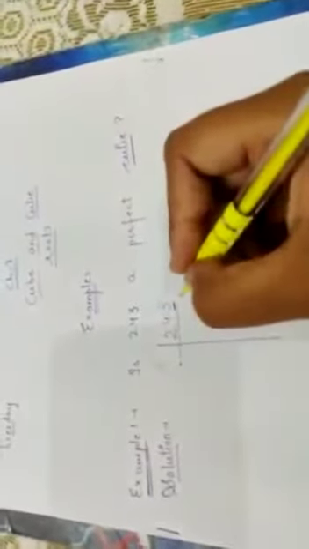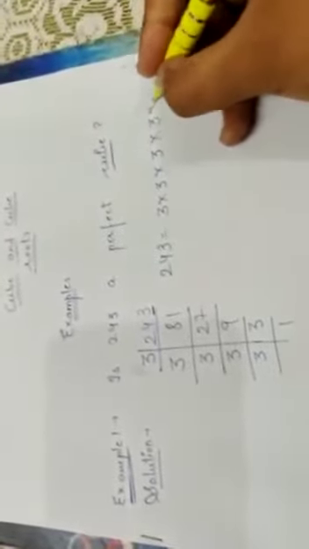243. Here the unit digit of 243 is 3. 3 is not divisible by 2. It means it will be divisible by 3. It's 81, 27, 9, 3 and 1. Now write the factors of 243. 3 into 3 into 3 into 3 into 3, 5 times 3.